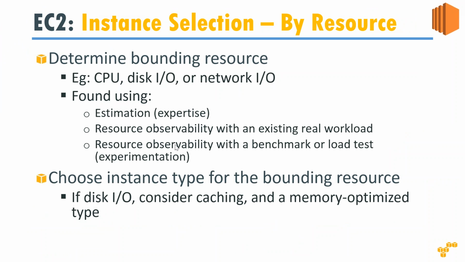The next one is by resource. This is also similar to the flowchart, but you start looking hard at the resource type only. Say, for example, CPU, disk, or network, and then if it is a disk, consider the caching and consider the memory optimized. You look more deeply into the type of resources that you're running rather than the constraints caused by the resource, and then you choose your appropriate instance types.